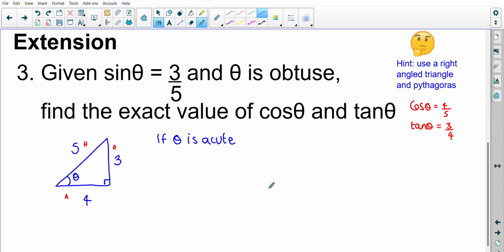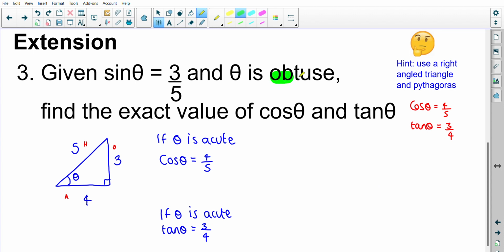Now, if theta is acute, cos theta would be the adjacent over the hypotenuse, so 4/5. That's what the calculator gives us. And if theta is acute, tan theta would be equal to opposite over adjacent, which is 3/4. And again, that's what the calculator gives us. But it tells us that theta is obtuse.